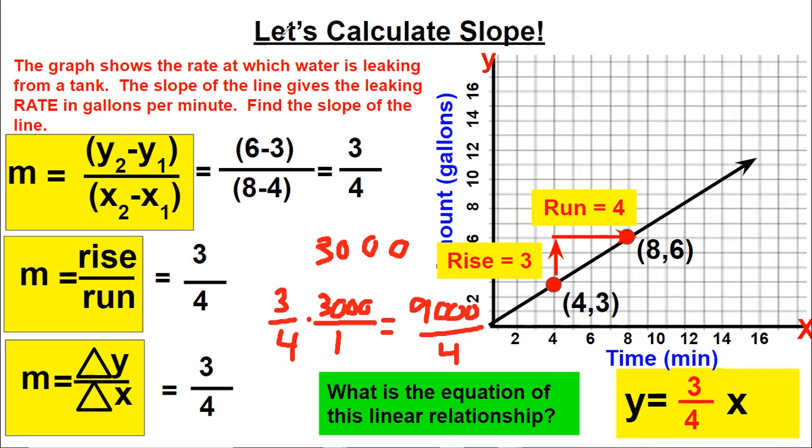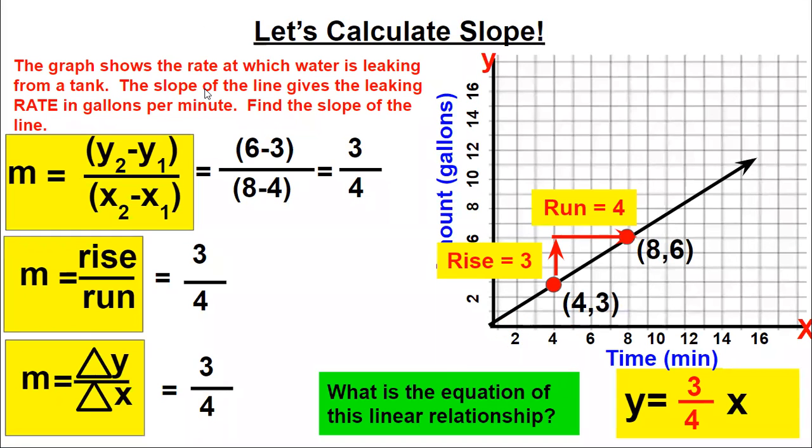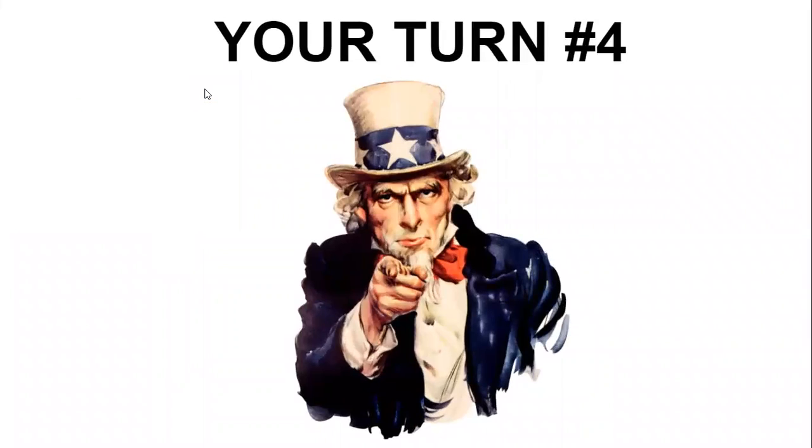2,250. By the way, starting with this unit now, you can use your calculators. 2,250. That would be how many gallons would be lost after 3,000 minutes. So you can see how the equation can be very useful. Okay, you get to try this, finding the slope.